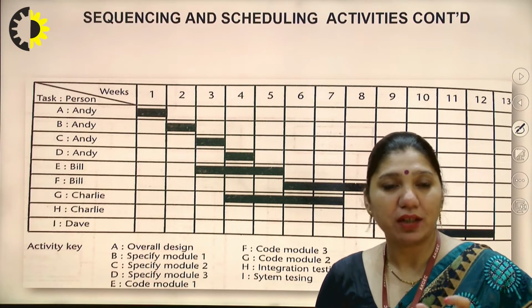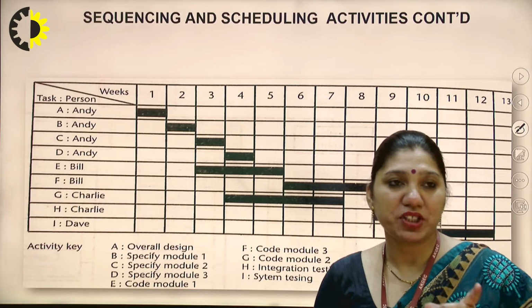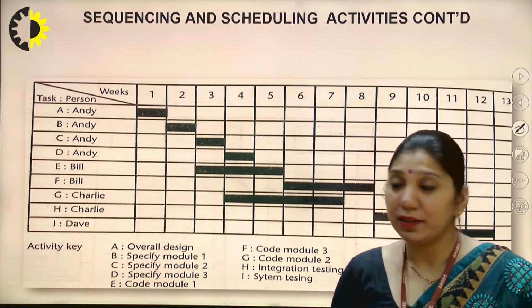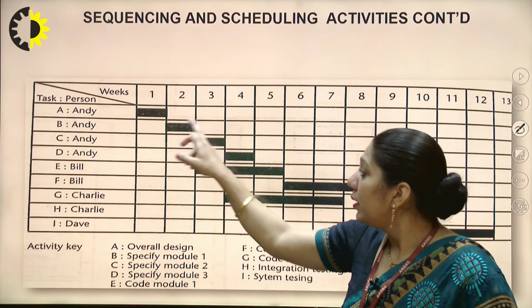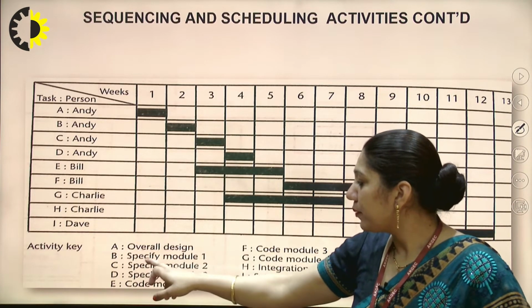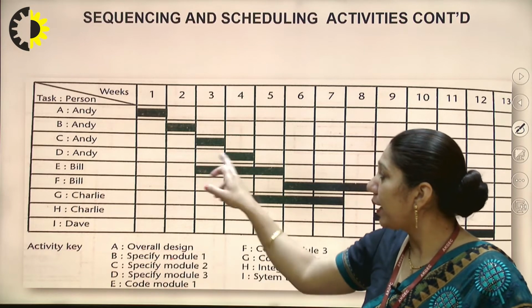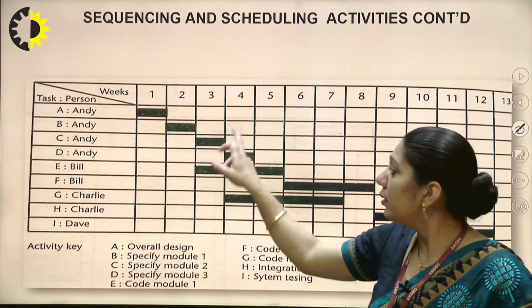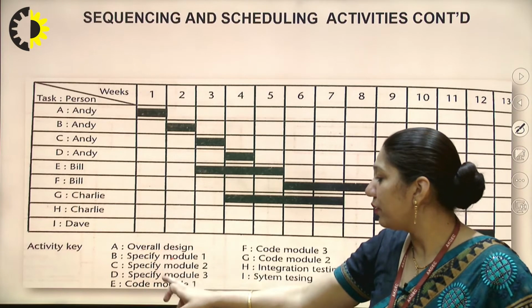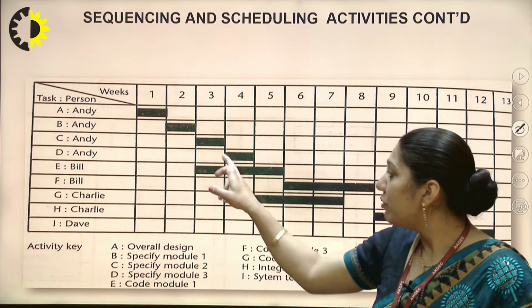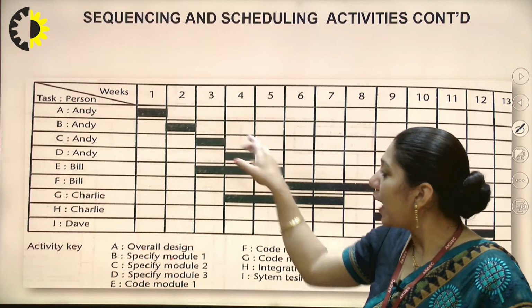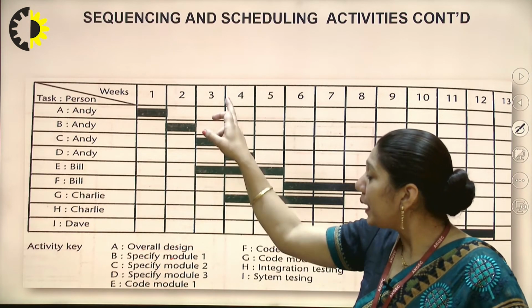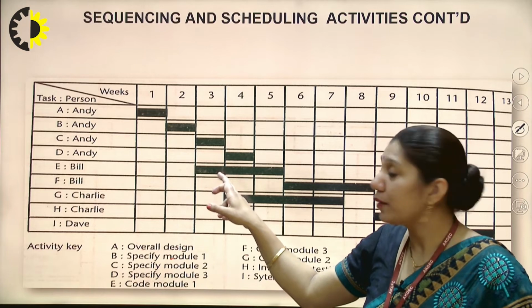So the black box on the bar chart mentioned here is the second week, isn't it? Similarly, Andy has a third assignment, specify module 2, which is done by the third week. At the fourth week, Andy is given the work of specify module 3, to be completed by the fourth week. So Andy will have to complete all 4 weeks of work.